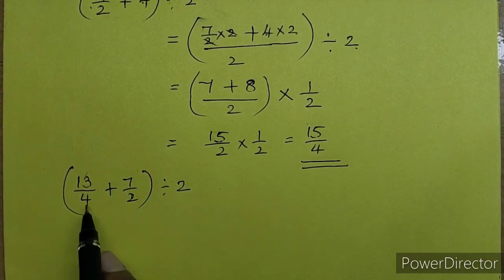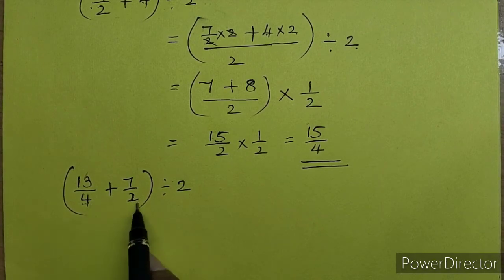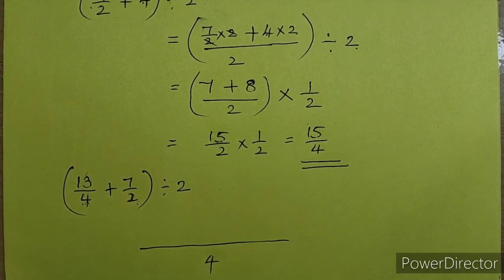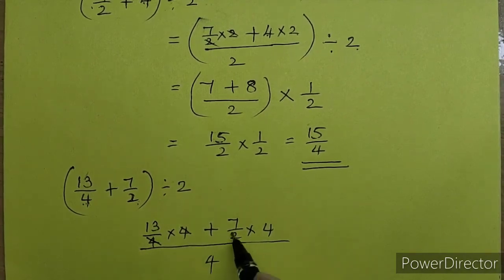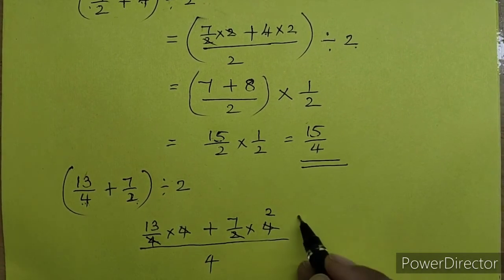Here you have to take the LCM of 4 and 2. You know it is 4 only. So mark down that 4. Multiply each number by the LCM: 13 by 4 into 4 plus 7 by 2 into 4. Cancel this 4. 2 and 4 you can cancel by 2.